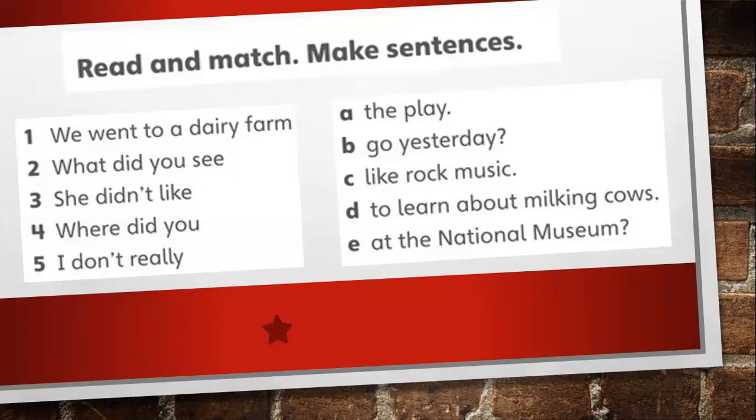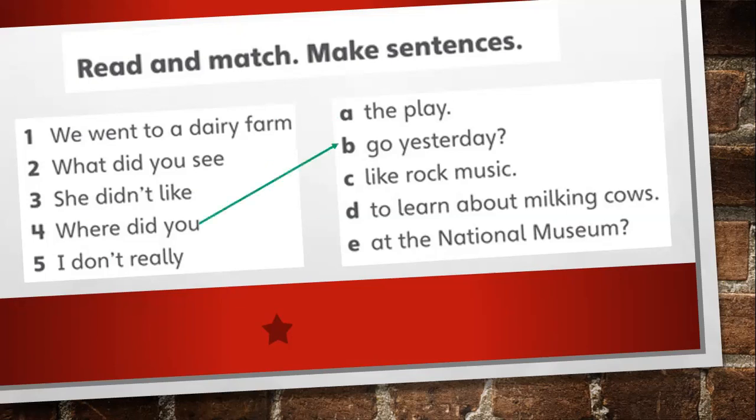Number two, what did you see at the National Museum? We go to a museum to see old objects, okay? And it's a question, so we have to finish the question with a question mark. Number three, she didn't like what? She didn't like the play. Maybe she went to a theater and the play was boring. So she didn't like the play. Like today's plays, they're kind of wacky, to say the least.